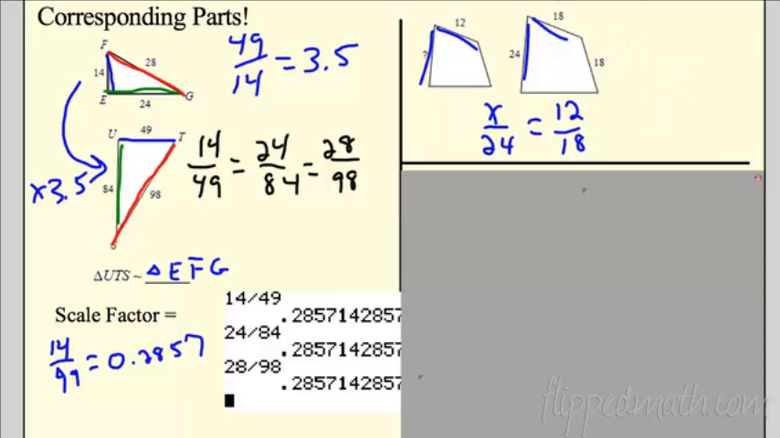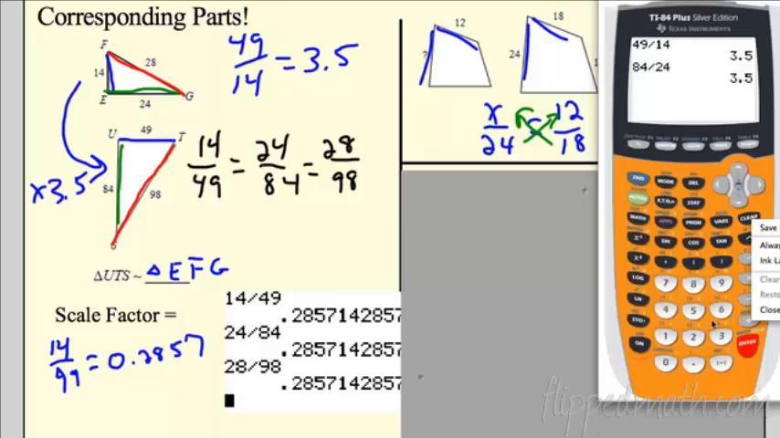Then can we solve this? Sure. Hopefully we can solve this. You just cross multiply. So we're going to say this times this times this. So we're really looking at 18x equals 24 times 12. So let's clear this out.